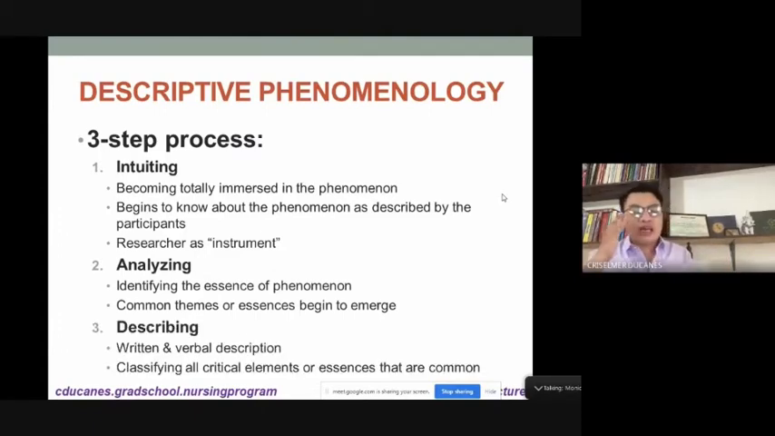Then after that, describing, written and verbal description. So we have to classify all critical elements or essences that are common. Actually, your describing happens concurrently when you do intuiting and analyzing. So while you are intuiting, you are describing, and in analyzing, you are also describing. We use the describing process. So these are the three-step process of descriptive phenomenology.